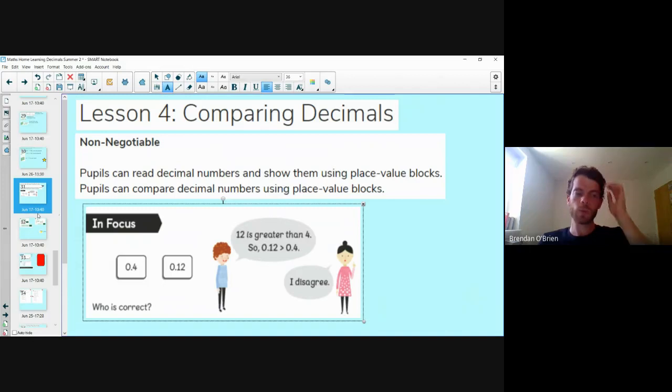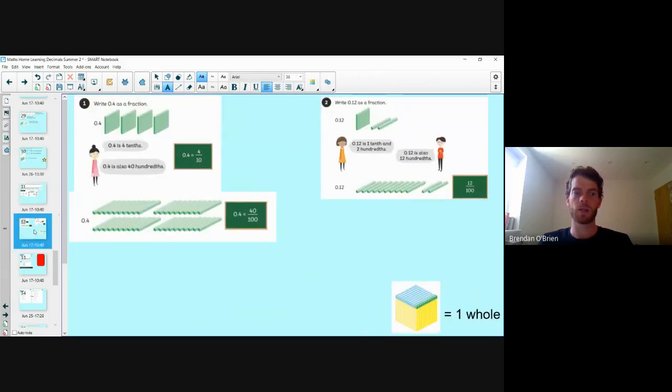Okay, we're going to move on and we're going to look at picking this apart and finding out which of these two, blue shirt and pink dress, is correct. So we're going to start by writing these numbers as fractions. And we're also going to start by looking at how we can, well, partition them, really. So write 0.4 as a fraction. Well, we've got our decimal number and we've got our blocks, which are going to help us to do that.